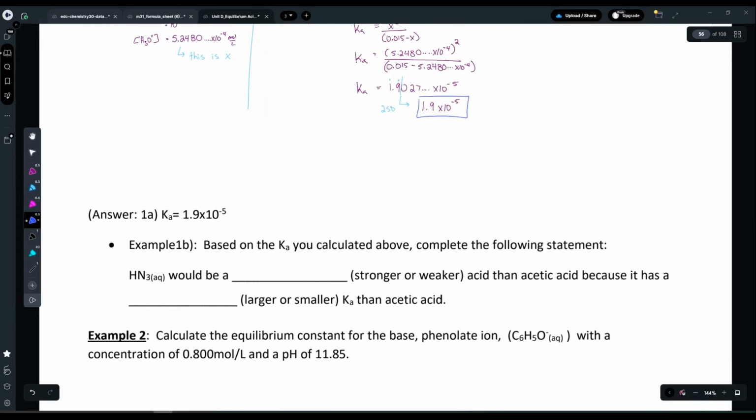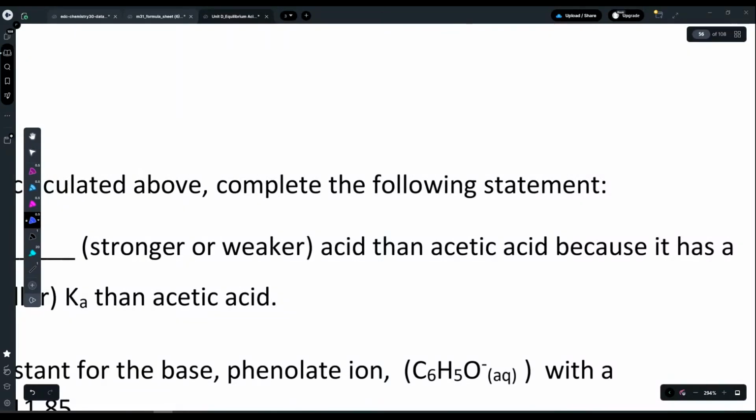All right, we've got a follow-up to our question here. So based off of the Ka, the number that we calculated above, complete the following statement. Hydrazoic acid would be either a stronger or weaker acid than acetic acid because it has either a larger or smaller Ka than acetic acid. Okay, so let's look up the Ka for acetic acid, and then we can discuss this.